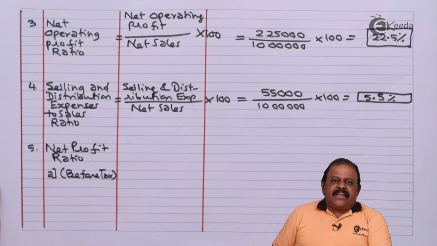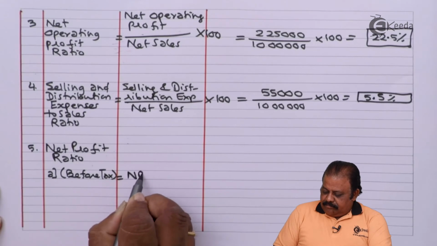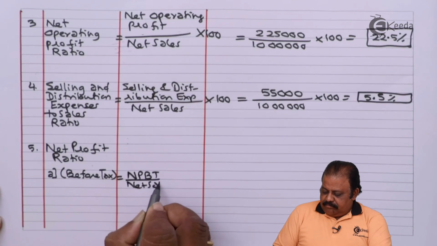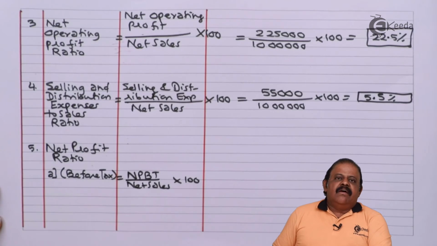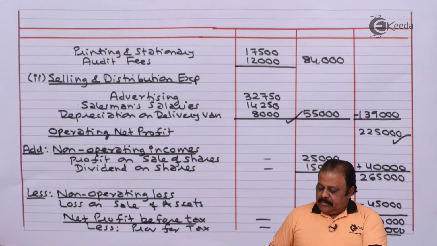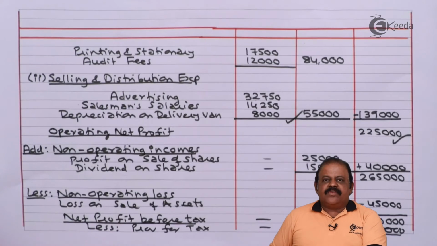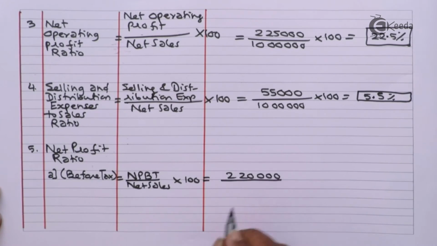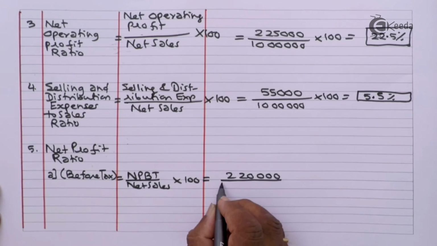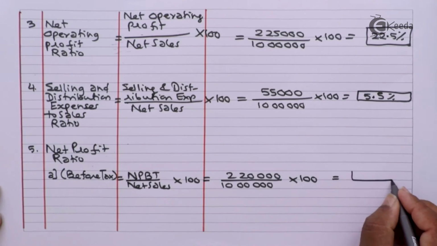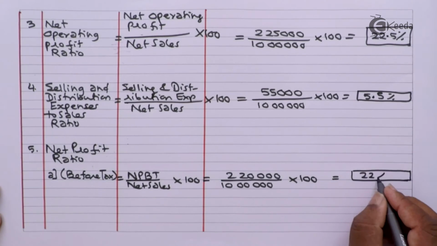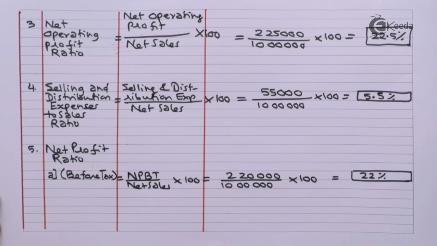Next we have net profit ratio. We can calculate it as net profit before tax ratio and net profit after tax ratio. Net profit before tax divided by net sales multiplied by 100. Net profit before tax 2,20,000 divided by net sales 10 lakhs multiplied by 100. So it is 22%.